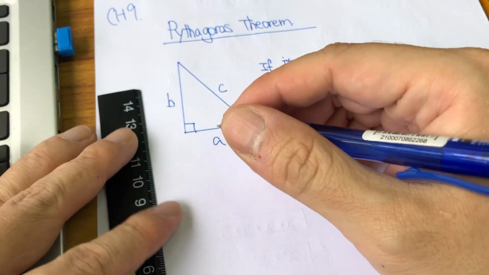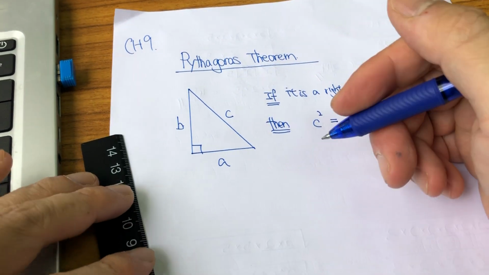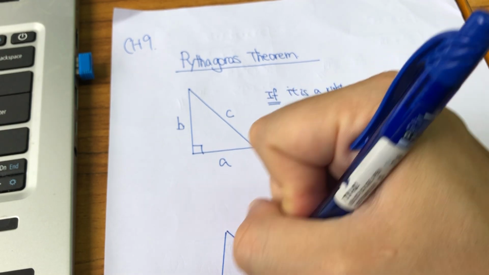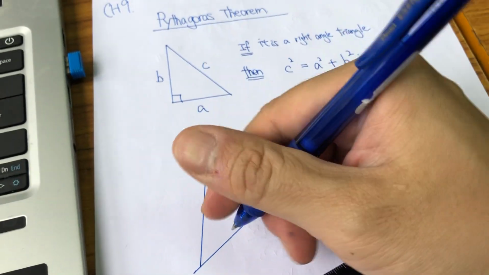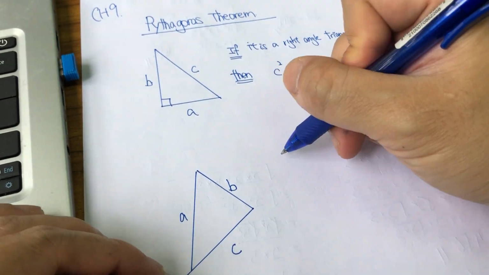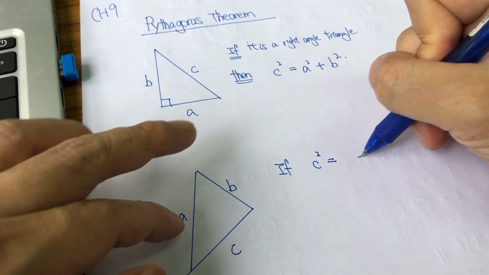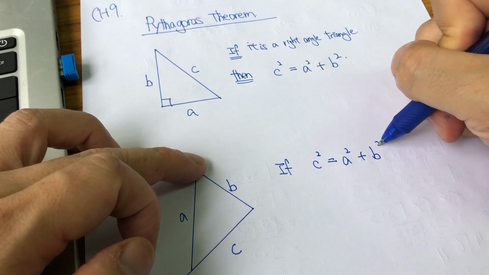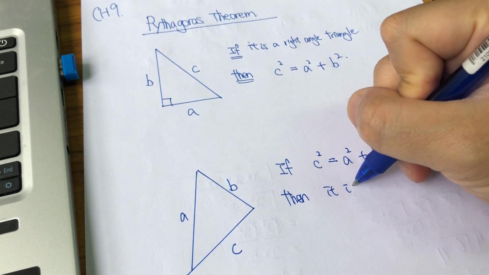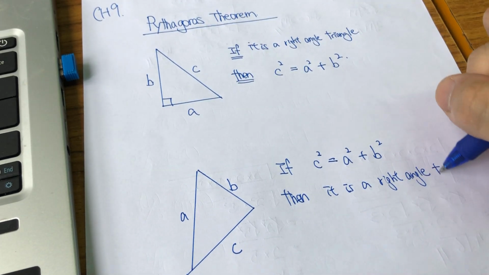And then what we did today is using this idea in the backward direction. So we have just a triangle here, and then we have the longest one, C, and then the other two we just call them A and B. So if the longest one square equals the sum of the shortest length square, if we have this relationship, then it is a right angle triangle.